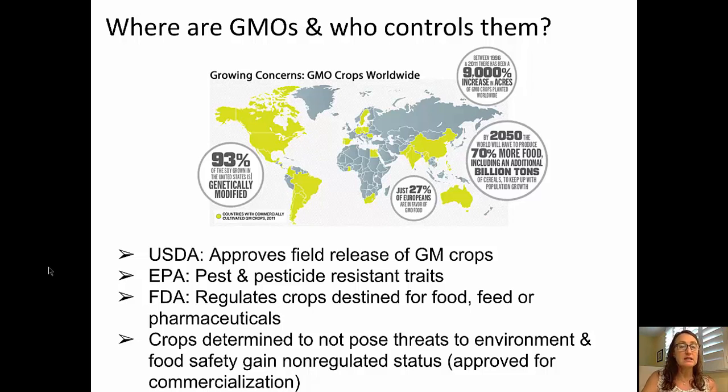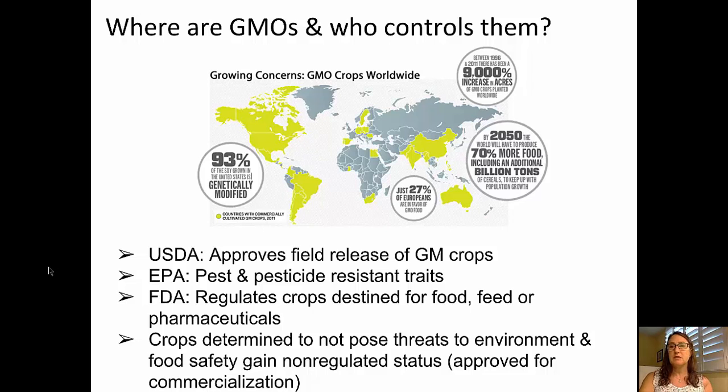In this slide, we consider where the GMOs are and who controls them. So in the United States, the USDA approves the field release of genetically modified crops. However, the EPA is responsible for pest and pesticide resistant traits, and the FDA regulates crops destined for food, feed, and pharmaceuticals. So no one agency is responsible for regulating GM crops. But crops that are determined to not pose threats to the environment or to food safety gain a non-regulated status, and they're then approved for commercialization.